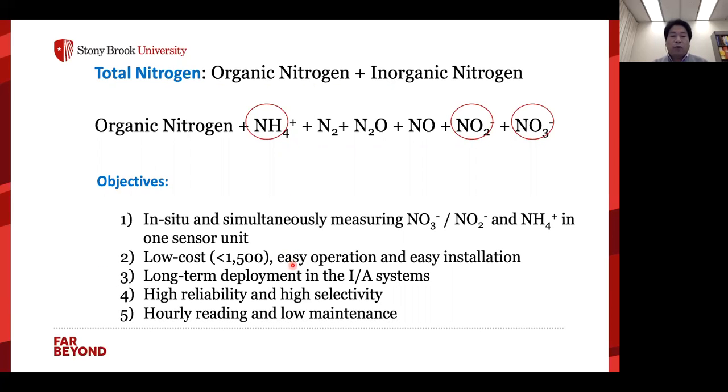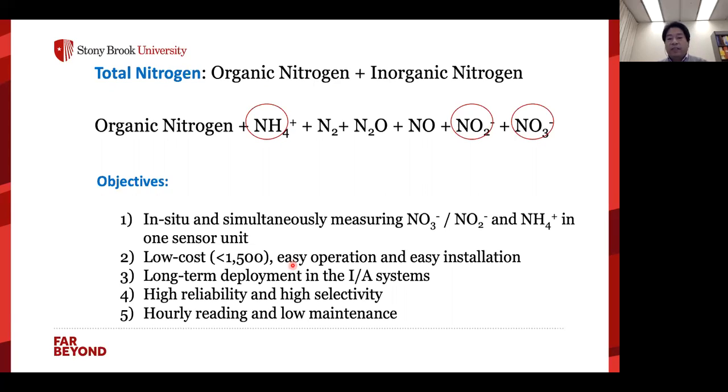So we're planning to develop a sensor. It's one sensor unit that can measure nitrate and ammonium, both parameters, with in-situ simultaneous measurement. This sensor should be low cost, less than $1,500, as required by the EPA testing.